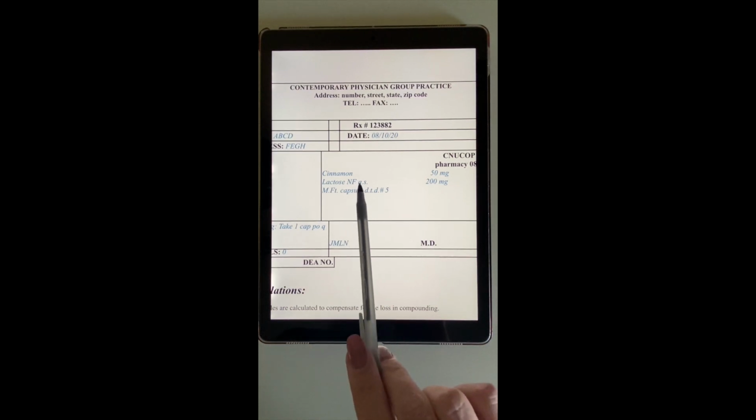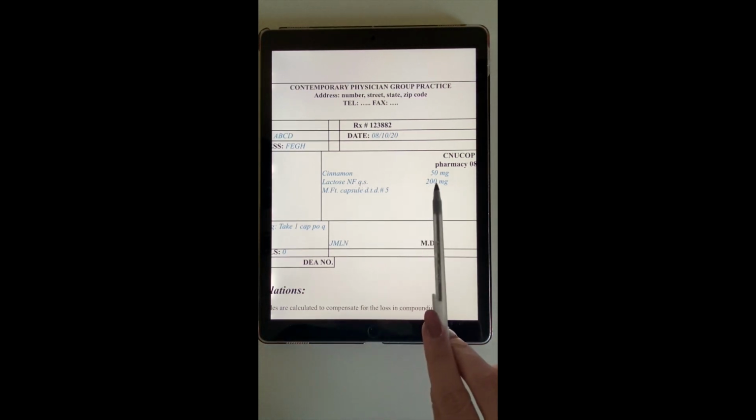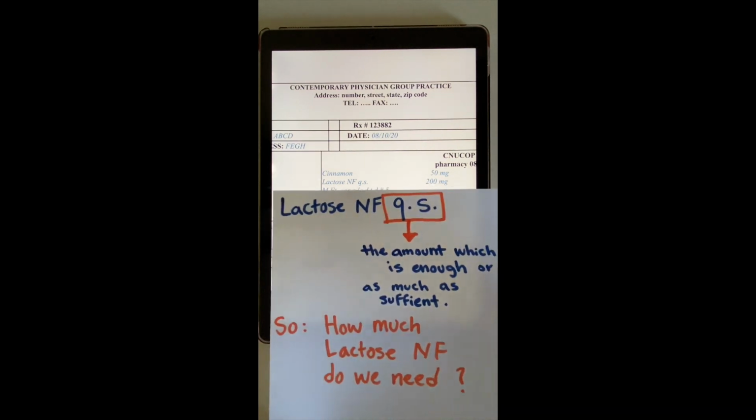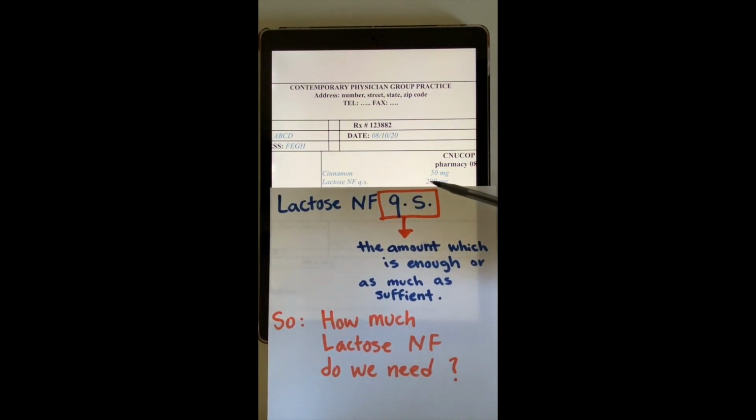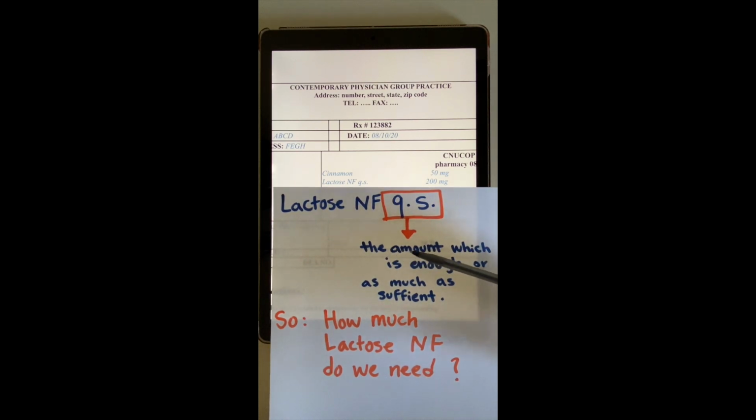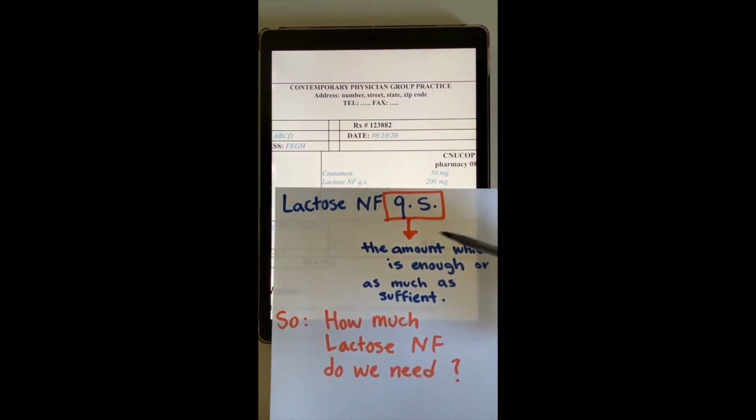But the QS here has a little trick that you need to know. When you see the QS followed by a number, that does not mean that the amount of that ingredient is going to be what is given on the prescription. You need to calculate that. So what does the QS mean here? The QS means the amount which is enough, or as much as sufficient. So how much do you really need here of the lactose NF?